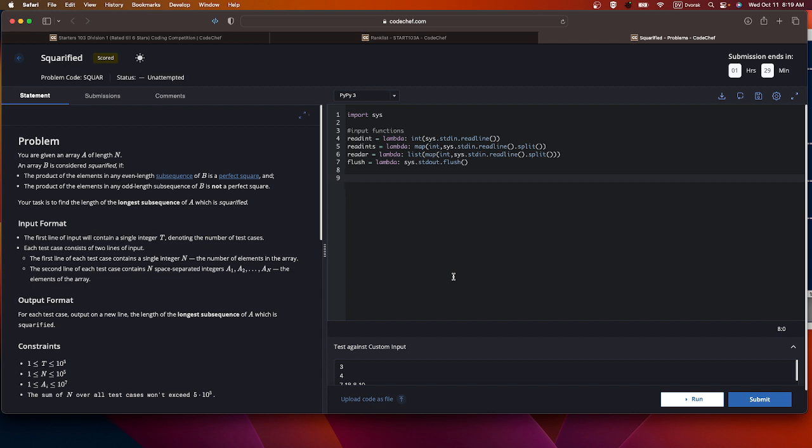So we have an array length and it's squarified if the product in any even length is a perfect square, and every odd length is not a perfect square. We have to find the longest subsequence that's squarified. So if it contains a square in a sequence, that's automatically not going to be squarified.